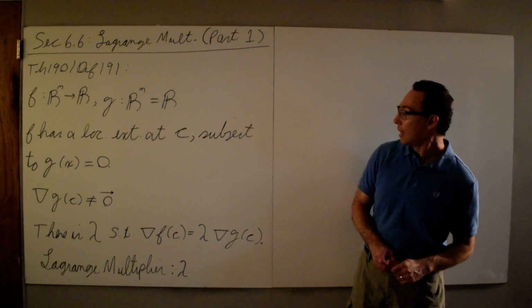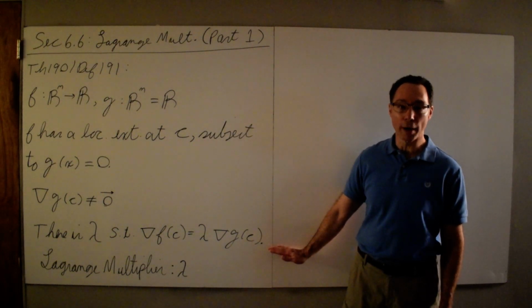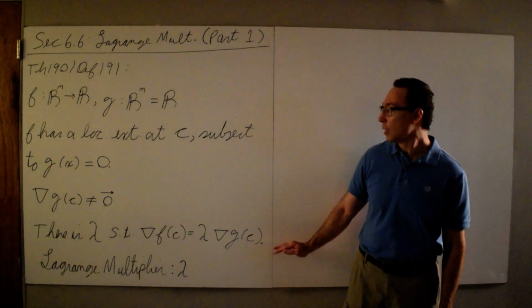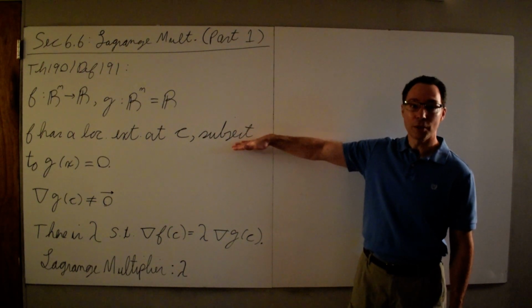What we're going to do here is look for lambda. We're going to look for Lagrange multipliers, and we're going to use those to find the max and min of f subject to these constraints.